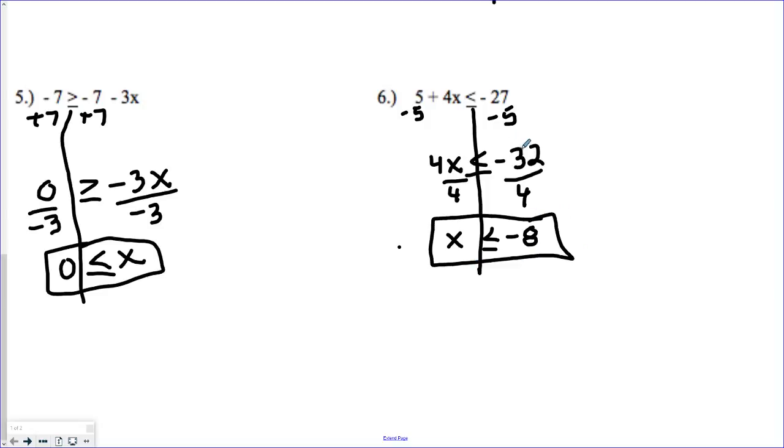So again, the number you're dividing doesn't matter. It's what you're dividing by. In this case, by a positive 4. So the sign stays as it is.